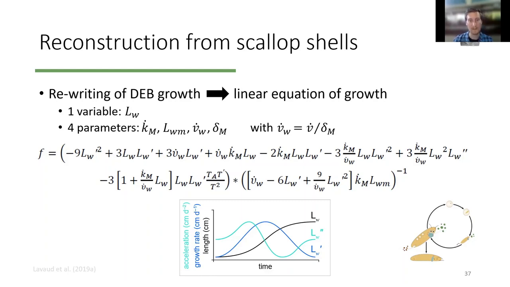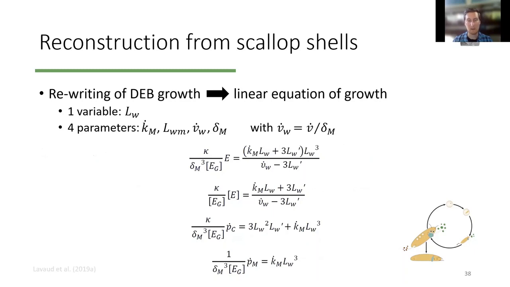But basically, the main interest of this approach is that first you reduce the number of parameters, and then you only need one type of data, here the length over time, to reconstruct the food availability. And as we saw earlier with spline functions, from which you can retrieve the first derivative, which is the growth rate from the length over time, here we are also going to use the second derivative, which is the acceleration.